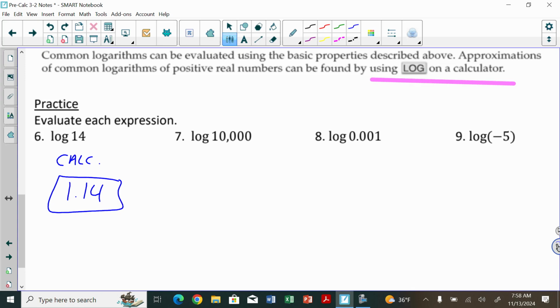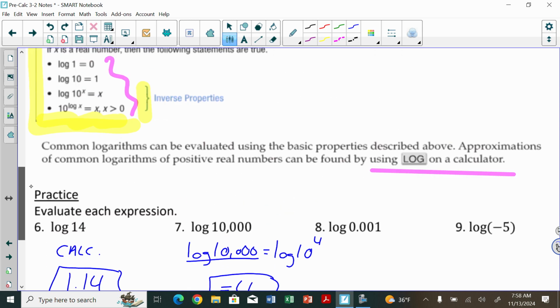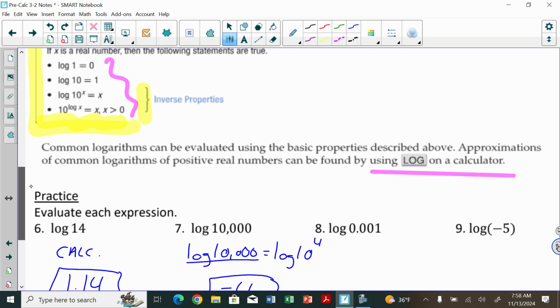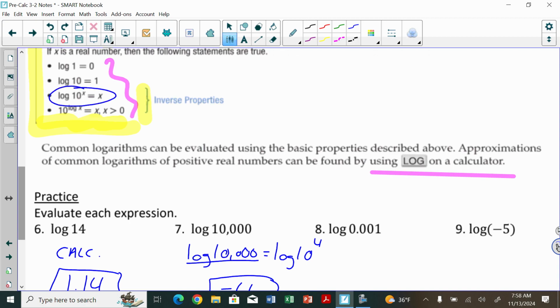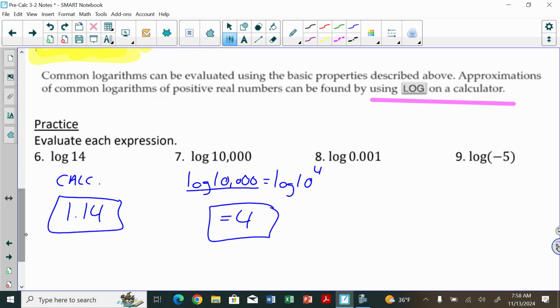Okay. Now, log of 10,000, that one we actually can use one of the properties above, because we can say this is log of 10 to the 4th power. Even if you used your calculator and punched in log of 10,000, it's going to give you 4, but we can shortcut that and not even need the calculator, because of this property here: log of 10 to the x equals x. This is 10 to the 4th power, that equals 4.